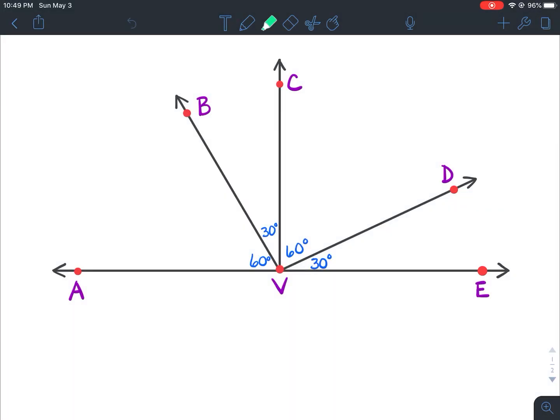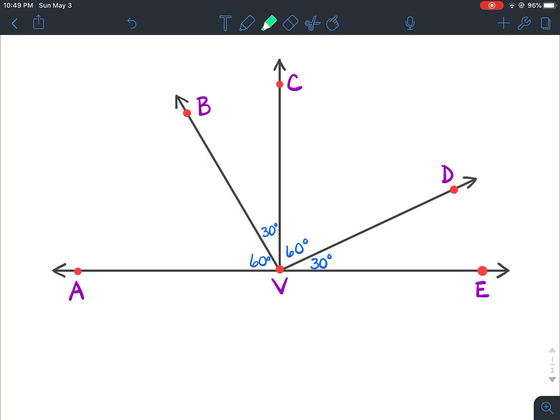This is a little different. You can't just use one letter to name an angle. The V here, that is the vertex. When you use 3 letters to name an angle, the vertex goes in the middle. For example, this angle right here is angle AVB.